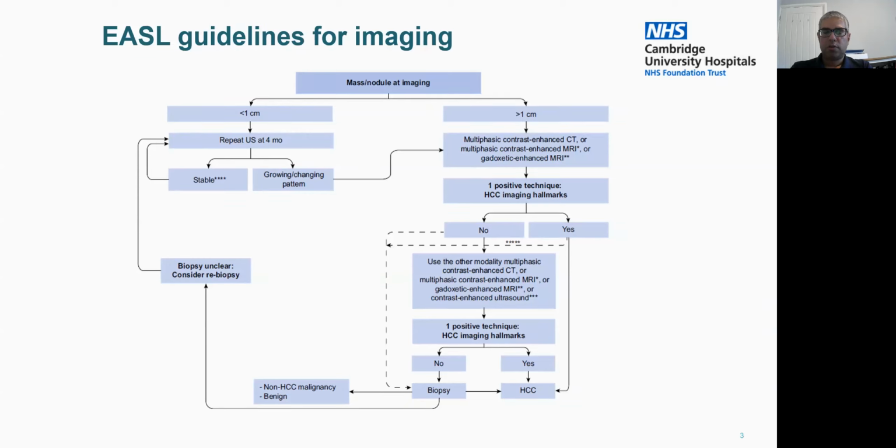So I'm mainly going to talk about HCC today, although what I say is equally applicable. In fact, it may even be more applicable to other types of liver tumor. But the issue with HCC, as we know, is that it's a slightly unusual tumor in the sense that the diagnosis is usually reached on the basis of imaging. And we only reserve biopsy for situations where the imaging is non-diagnostic.